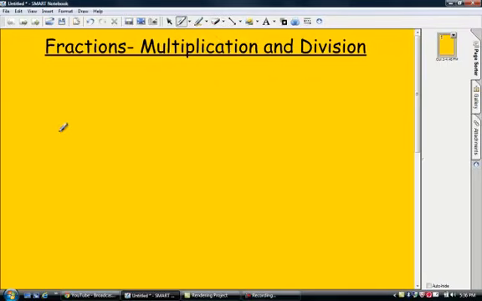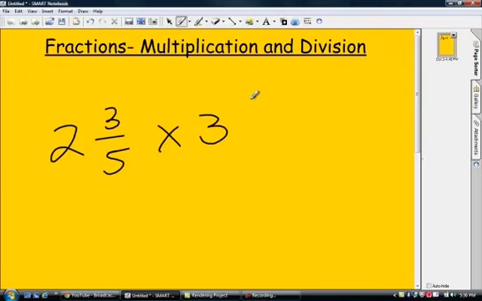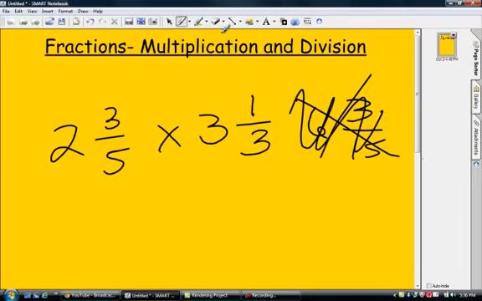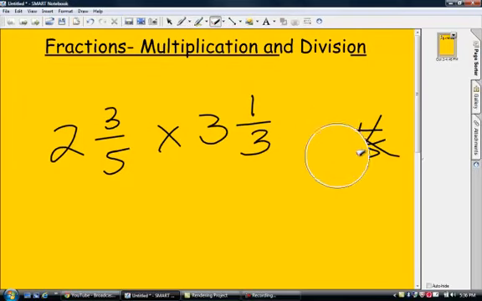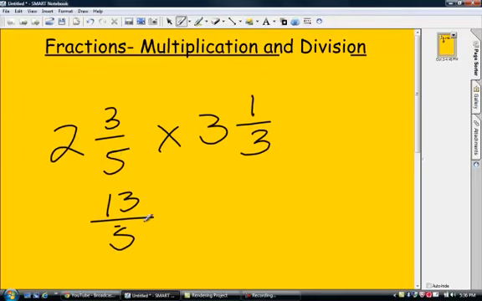Alright. Now let's multiply mixed fractions. 2 and 3 over 5 times 3 and 1/3. Now you cannot do 2 times 3 is 6, 3 times 1 is 3, 5 times 3 is 15, and we're all done. Not good. Do not do that. It's against rules and regulations. Before you can multiply these two fractions, you need to make them into improper fractions. So 5 times 2 plus 3 is 13 over 5 times 3 times 3 plus 1 is 10 over 3.